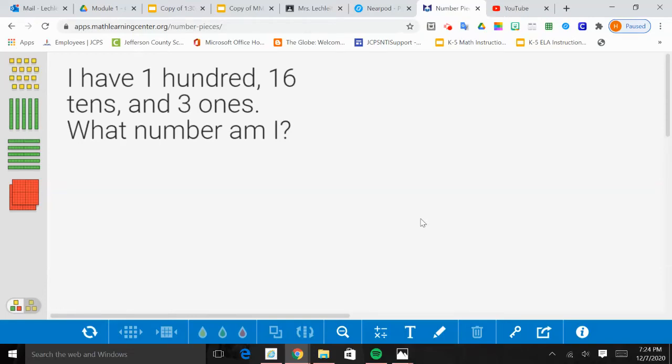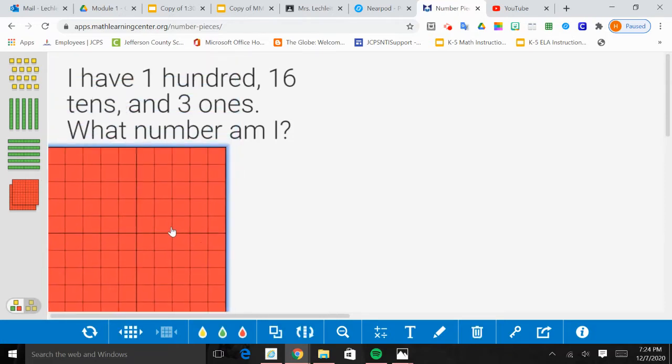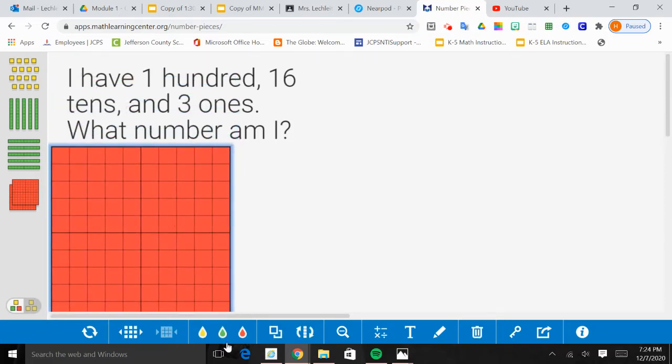I have 100, 16 tens, and 3 ones. What number am I? So again, let's start by making this number. So first I have 100. I'm going to change that to green for this problem. 16 tens. So that means I'm going to drag over 16 10 sticks.